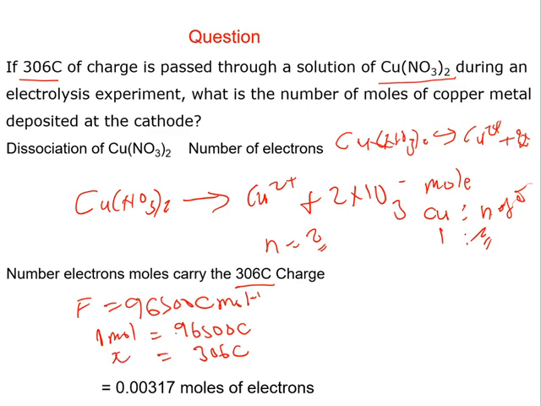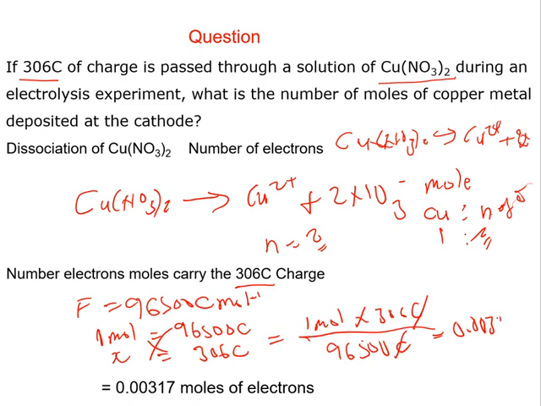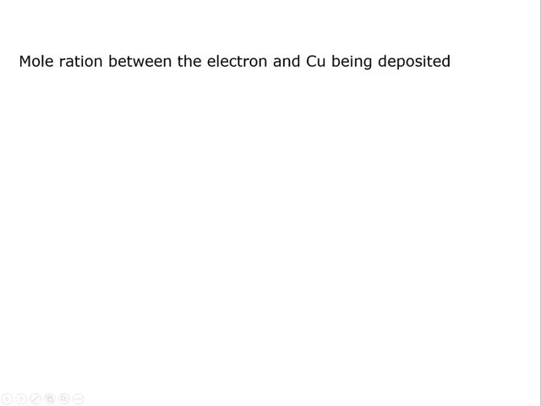When you cross multiply, this will be equal to 1 mole times 306 coulombs divided by 96,500 coulombs. The coulombs cancel, so what you get as your moles is 0.00317 moles. Note that these moles are coming from the charge, so these are the moles of electrons.